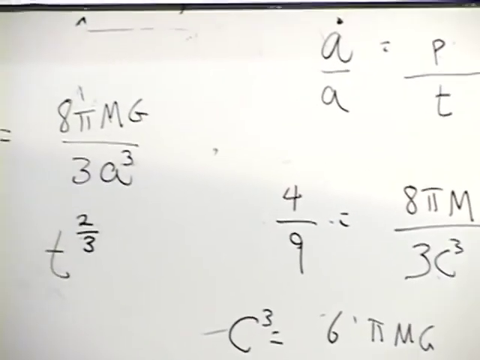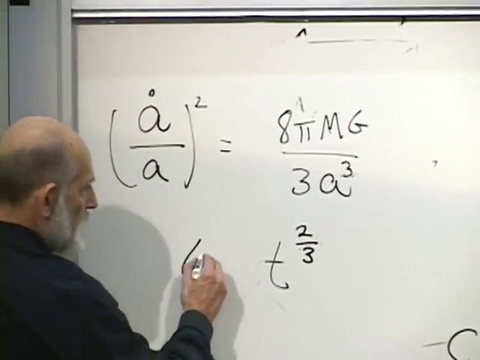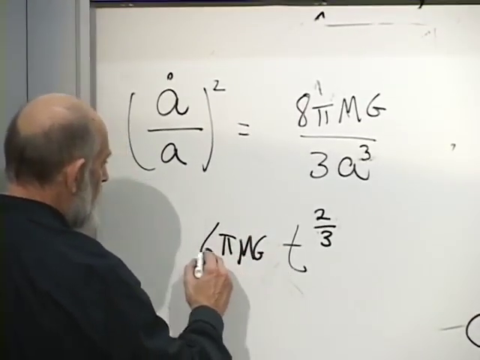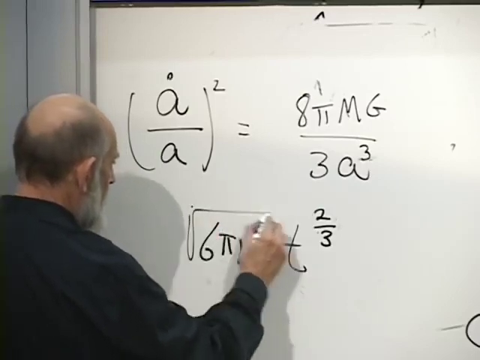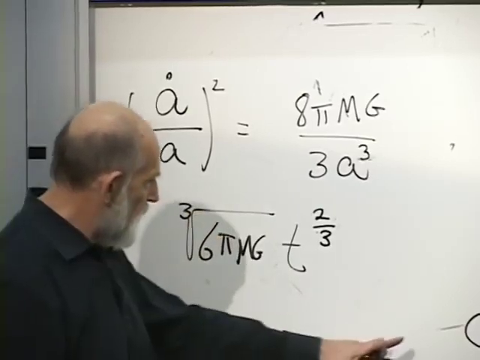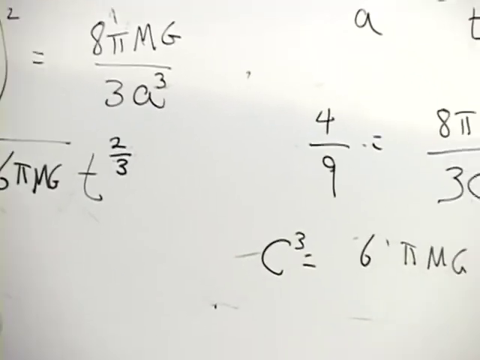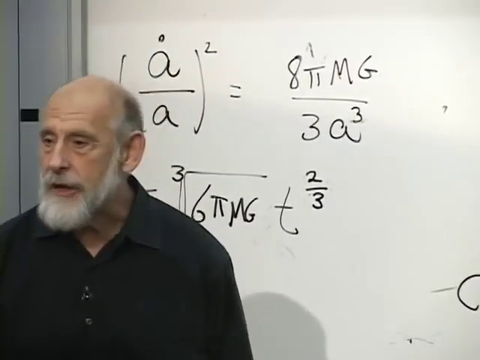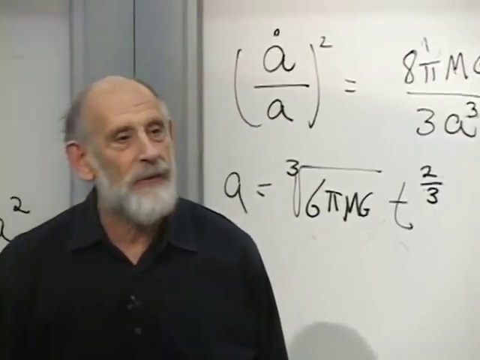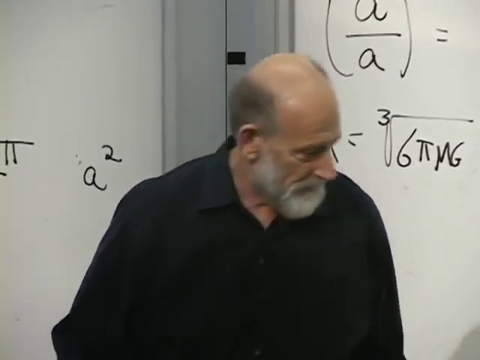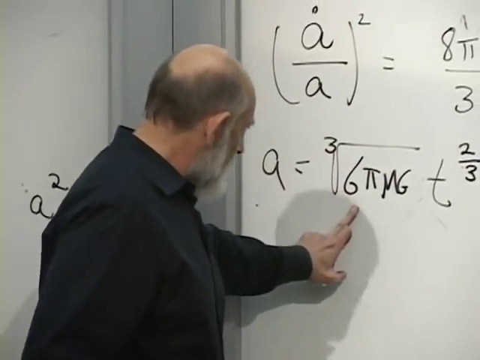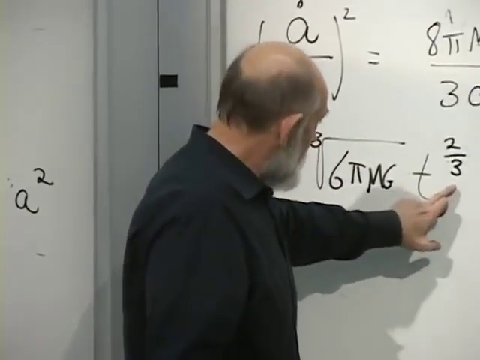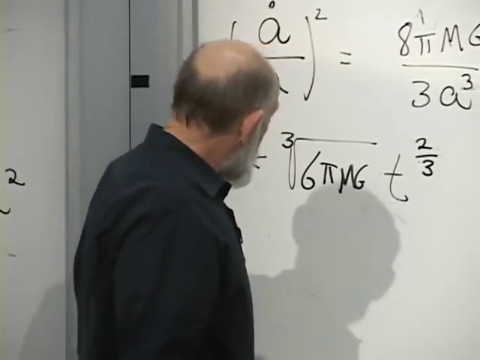A equals 6 pi mg, the cube root of that. That's A. Does it solve the equation? You can check that it solves the equation, but you'll just be going back through the same steps that we did. Okay? It does solve the equation. In fact, it's the only solution of the equation.